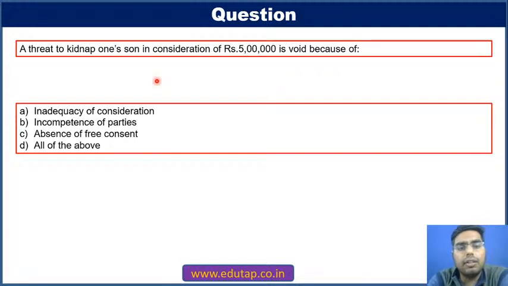Next: a threat to kidnap one's son in consideration of rupees 5 lakh is void because of dash. A person is threatening the other person that I will kidnap your son, in consideration for rupees 5 lakh. It is void because of inadequacy of consideration, incompetence of parties, absence of free consent, or all of the above.